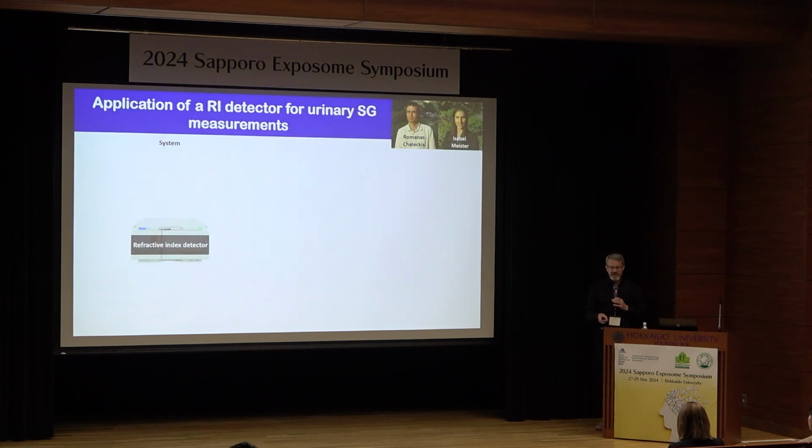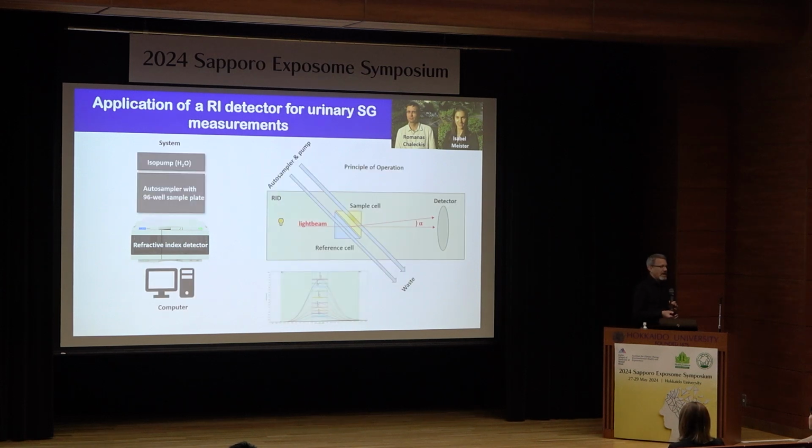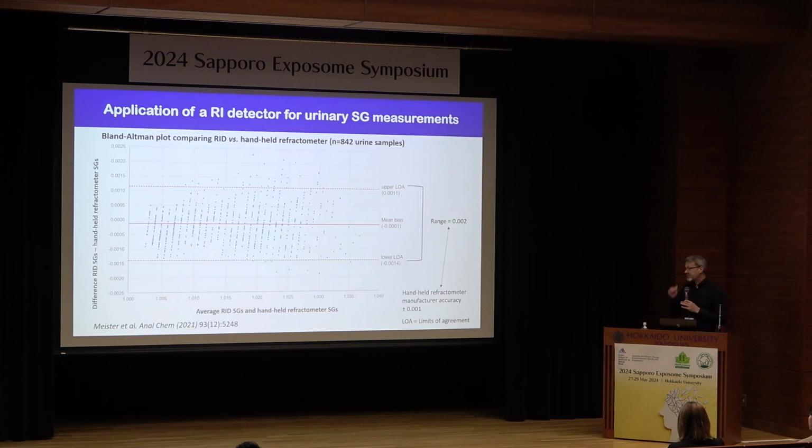So what we did is we decided that, wait, we can use a refractive index detector as a way to calculate the specific gravity. And that can be automated. So we have it in 96 well plates, an autosampler, automate the whole process to calculate the specific gravity. This is the Bland-Altman plot showing the limits of agreement between the two different methods, the handheld refractometer and the RI detector. You can see the limits are very good. This has been confirmed in over 800 samples.